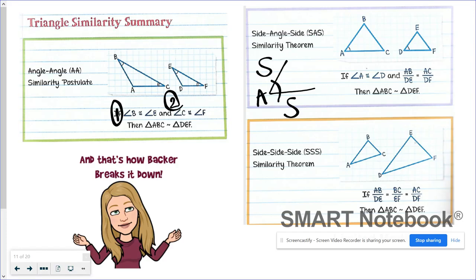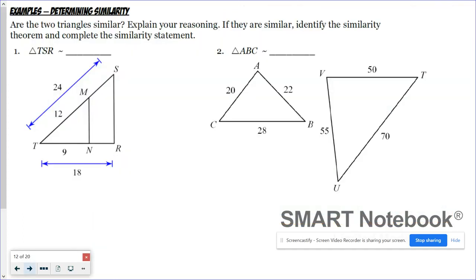And then I have the side similarity theorem. This is when you're given information about all three sides. I would list out the sides from shortest to longest for each triangle, reduce all the ratios, and if they're the same, the triangles are similar by side. So let's take a look at some examples here. Are the two triangles similar? Explain your reasoning. If they are similar, identify the similarity theorem and complete the similarity statement.